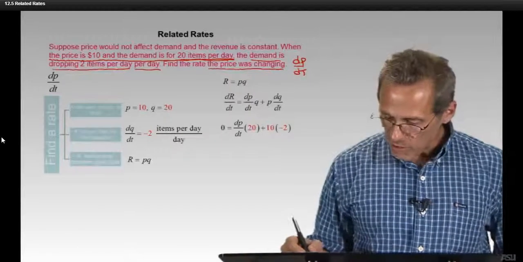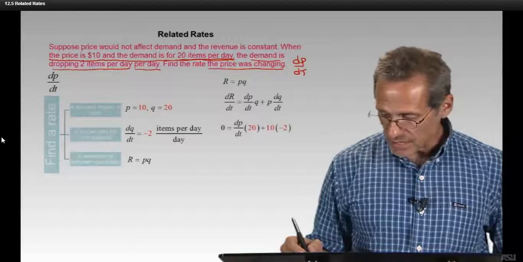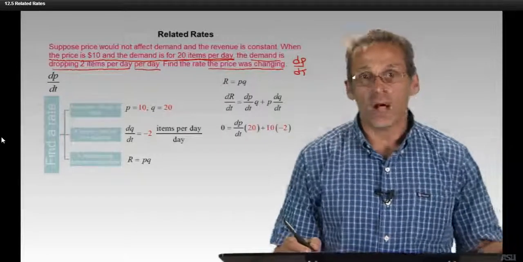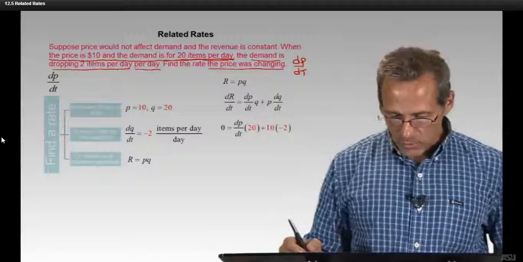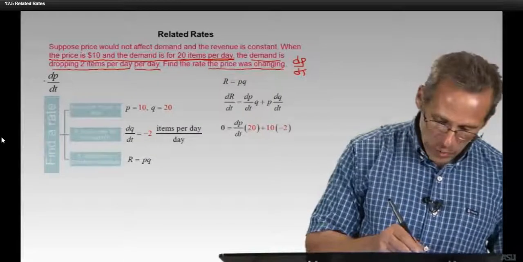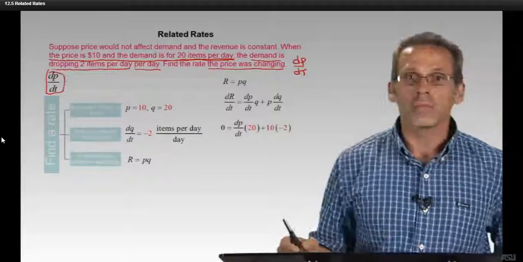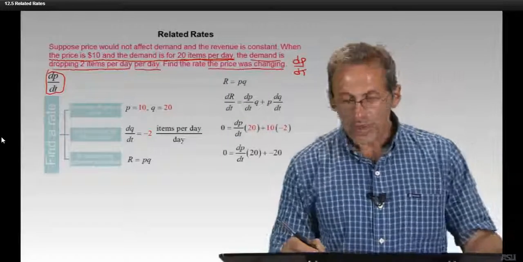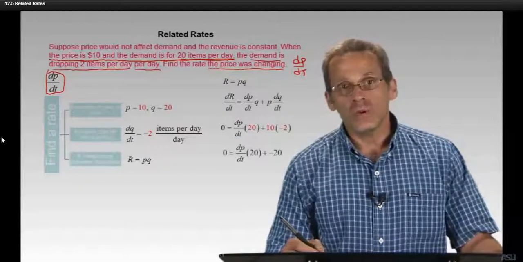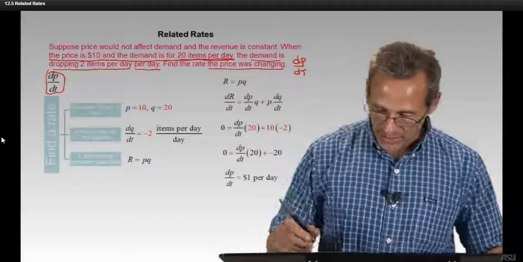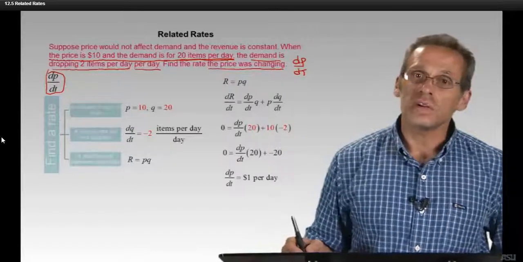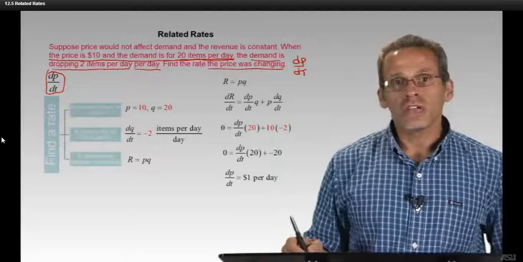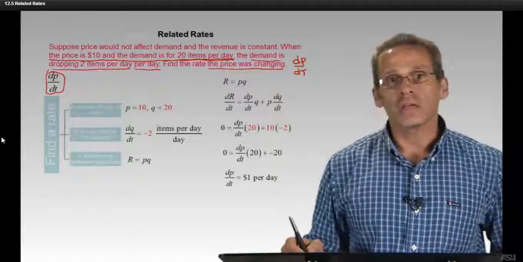Substituting in a demand of 20 items per day, a price of $10, and a change of demand of -2 items per day, the only variable we have in our equation is what we're looking for, change of price per time. So we simply solve for it. We take 10 times -2, get -20, isolate the derivative, dP dt, and we find that we would need to raise the price $1 per day.